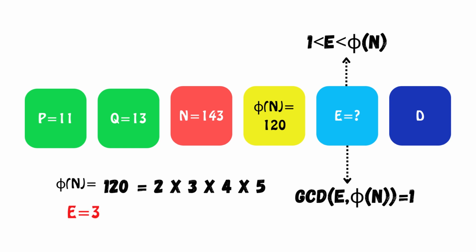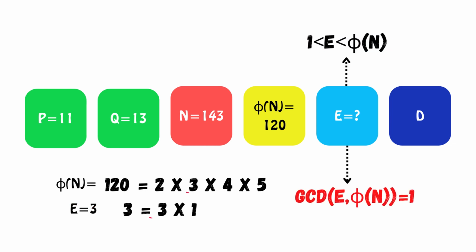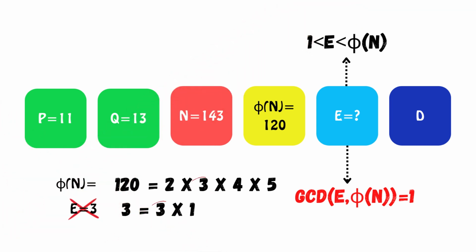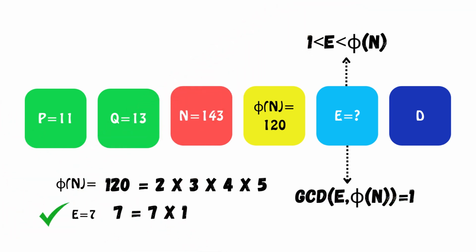Based on the condition, let's start with 3 and see if we can use it as a value of E. 3 satisfied the first condition, it is greater than 1 and less than the totient value of 120. However, it has a common divisor with totient, which is 3 itself. This means we cannot use 3 as a value of E. So, I have selected the number 7 as a value of E for our example. 7 is greater than 1 and less than the totient value of 120, and shares no common factor with 120.